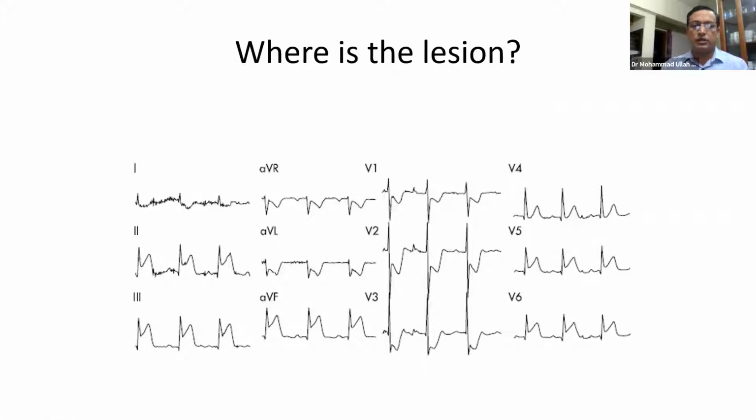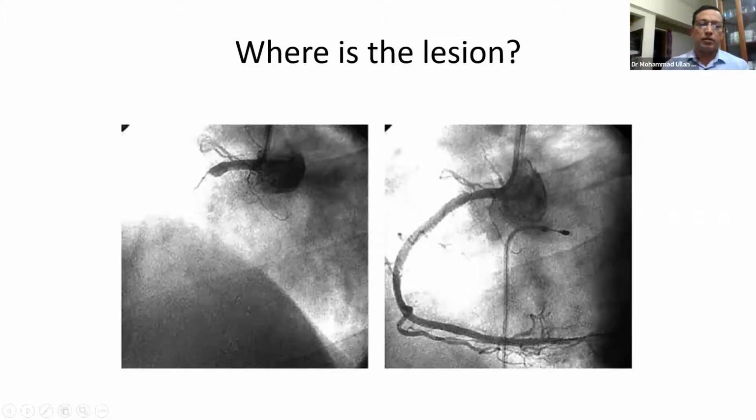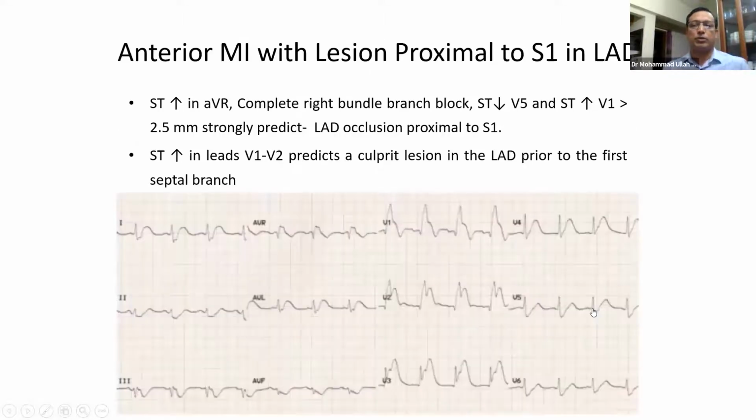This is one lesion, like the similar one. By this ECG, we can say that this patient most likely has a right coronary artery lesion. And with angiogram, you can show that this patient has a right coronary artery lesion, and following PCI, there is good visualization of the right coronary artery. Now come to the anterior MI with lesion proximal to the septal one. How can we detect it?